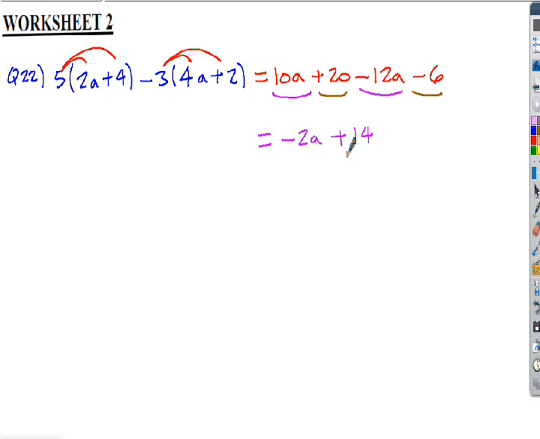If you have a positive and a negative term, it's preferable to put the positive term first. It's more of an aesthetic aspect to the question, but that would be the correct way to write the answer there. So 14 minus 2a.